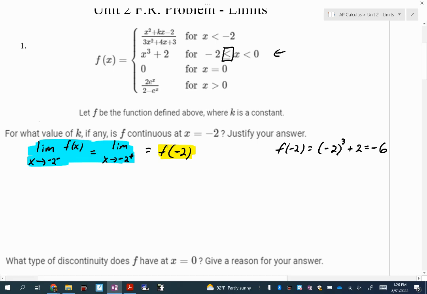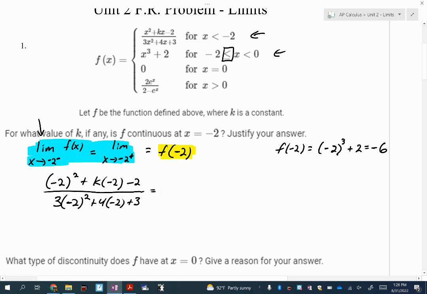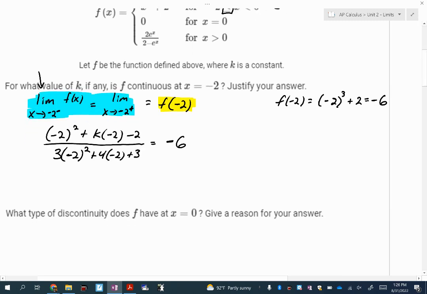So really I'm focused on this piece over here, where I have to find it using my first piece of this piecewise function and hope that I can find a k value that would make this true. So I'm going to plug in -2 into the piece that is from the left of -2, which is breaking the rule, so plus k times -2 minus 2 over 3 times -2 squared plus 4 times -2 plus 3. This needs to be the same as -6. I'm hoping when I plug this in, I need a k value that's going to get me -6. So let's do some math here.